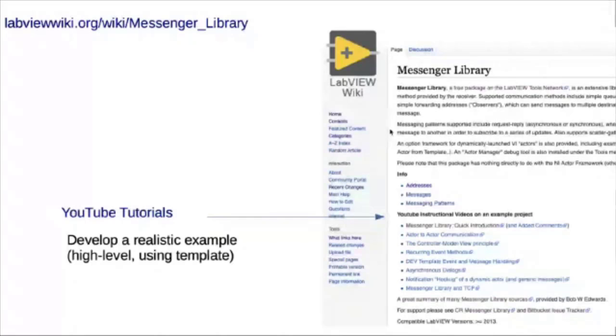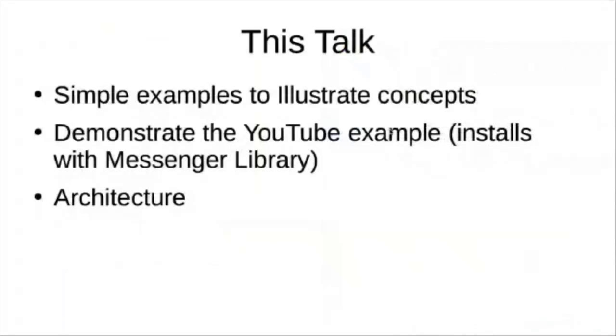So for this talk, I want to start with as simple an example as I possibly can, just to illustrate the basic concept. So I'm going to try to be as simple as possible, no error handling or anything. After that, I'm going to try to show a bit about the YouTube example, which you can actually look at because it installs with Messenger Library. And then I'm going to talk about some points about the kind of architectural patterns that I tend to use, sort of as starting points.